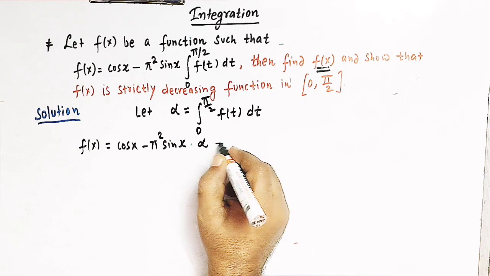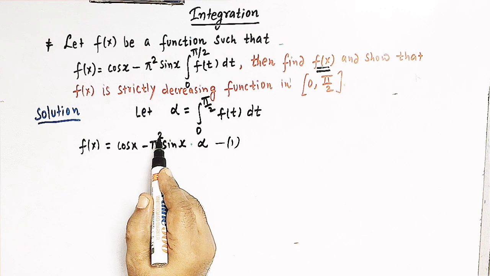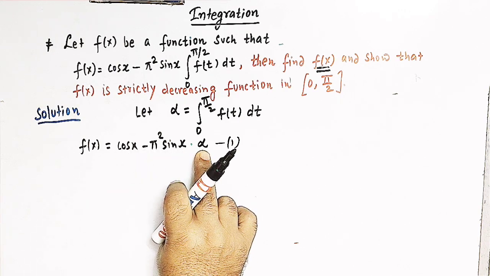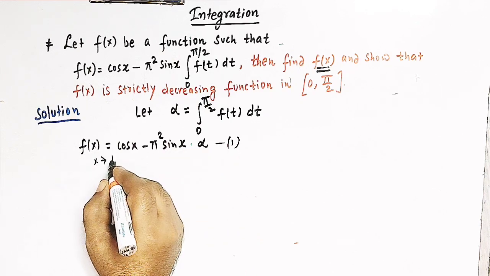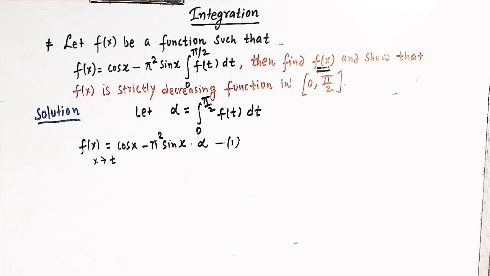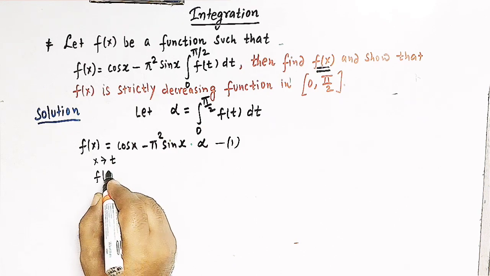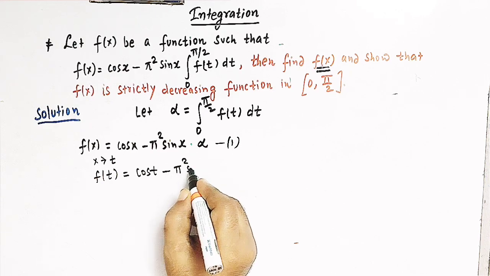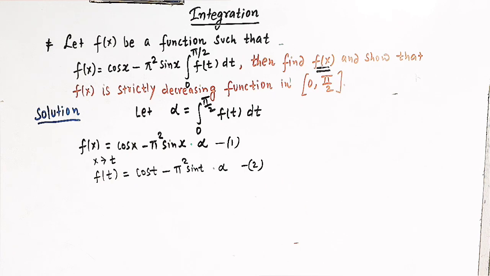Now let us observe this equation. This equation is f of x is equal to cos x minus pi square sine x alpha, right? So this is a function of x, and here if we replace this x by t, using the concept of dummy variables, then we can easily get f of t is equal to cos of t minus pi square sine t alpha. So this is our equation number 2, right?